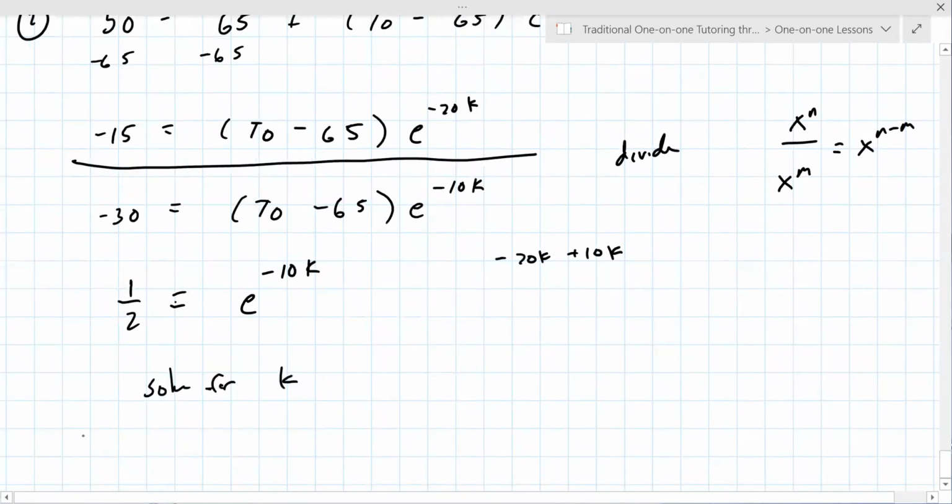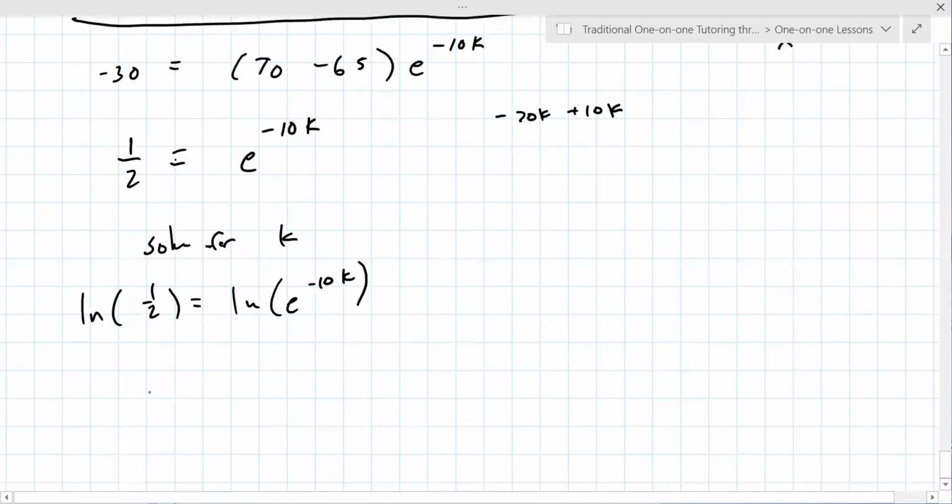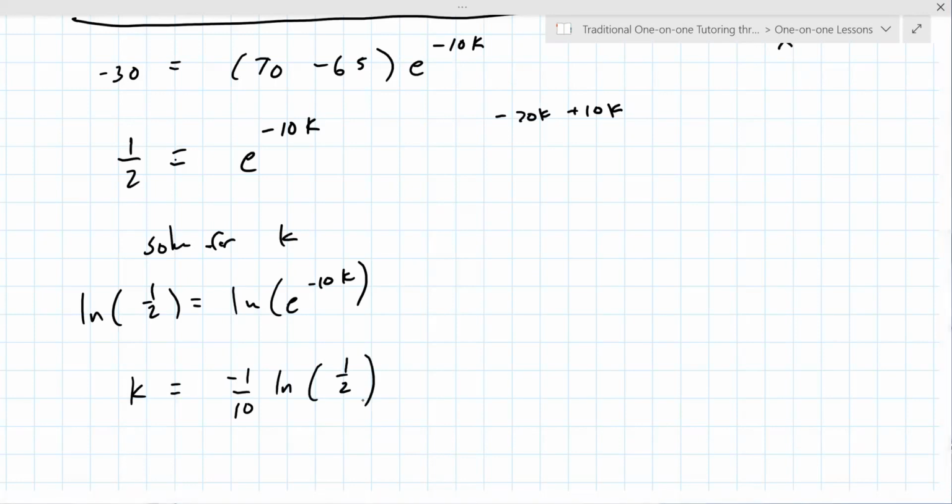So you do ln of both sides. And then you get ln of 1/2 equals negative 10k. So then, ln of 1/2, you definitely need a calculator for this. You're going to be given this one, unless the instructor says they want it symbolically, because you could take this and substitute it back in to find the initial temperature.